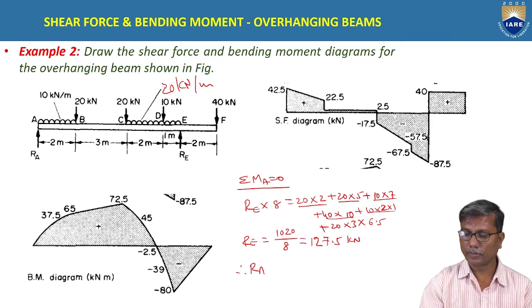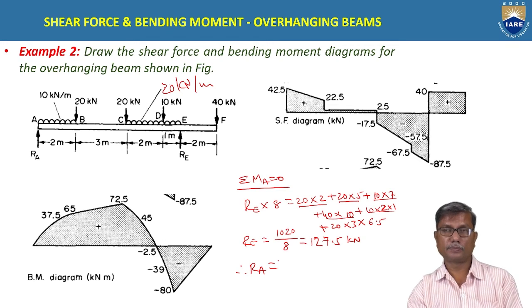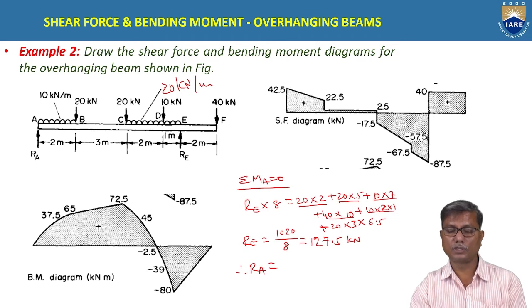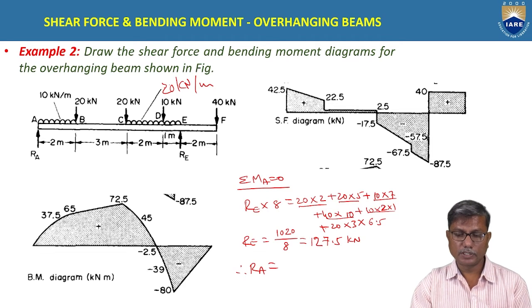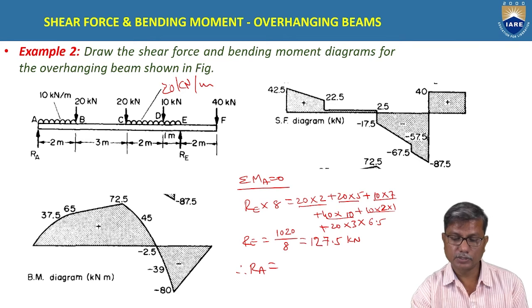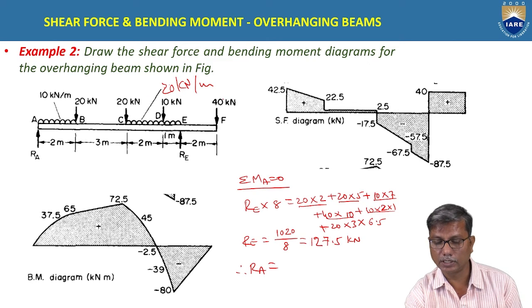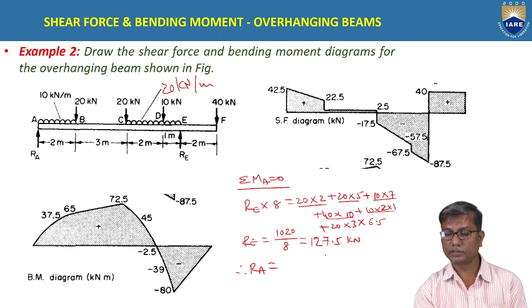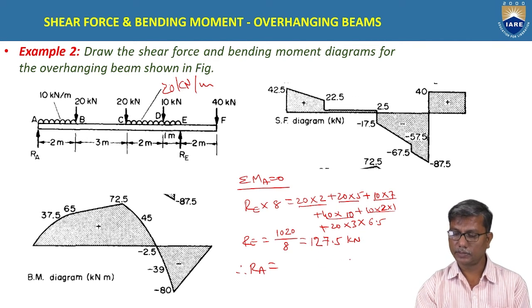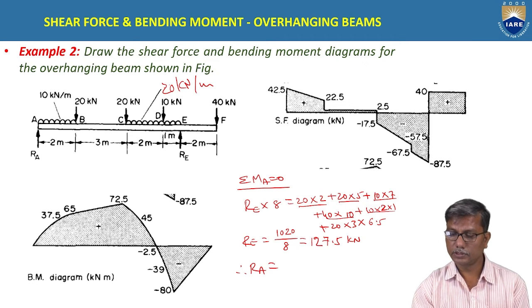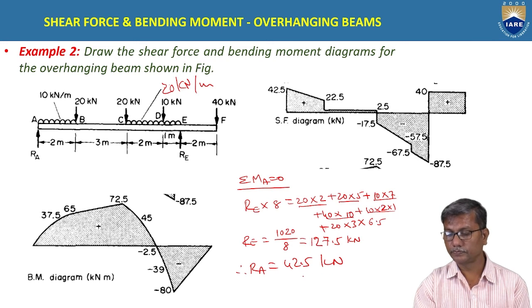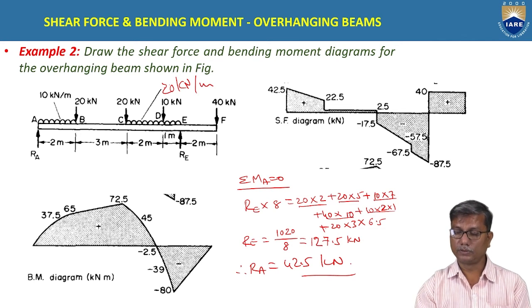And therefore RA is obtained by subtracting RE from the total downward load, which is 20 plus 20, 40 plus 20, 60, 70, 110, plus 60, 170, minus 127.5. So it is 42.5 kilonewtons, RA.